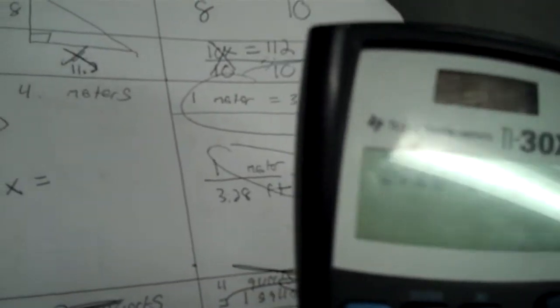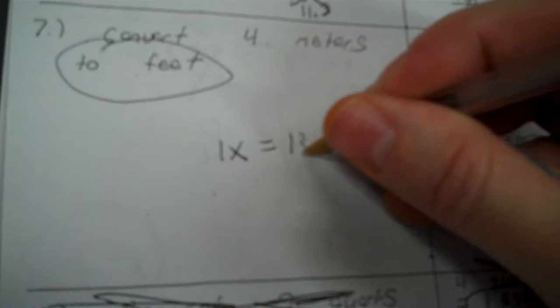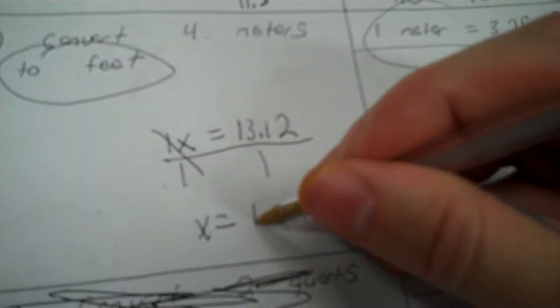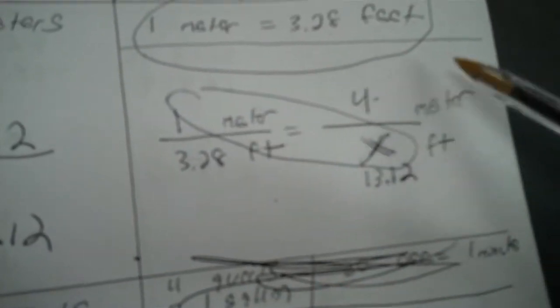And over on the other side, you're going to take 3.28 times 4, and that's going to be 13.12. And it's divided by 1. 13.12 divided by 1 is 13.12. And just put 13.12 into the ratio. So if 1 meter is 3.28 feet, 4 meters is 13.12 feet.